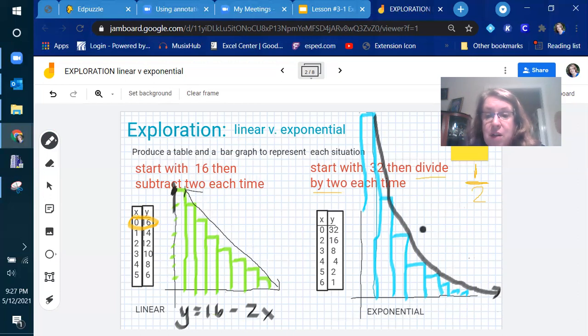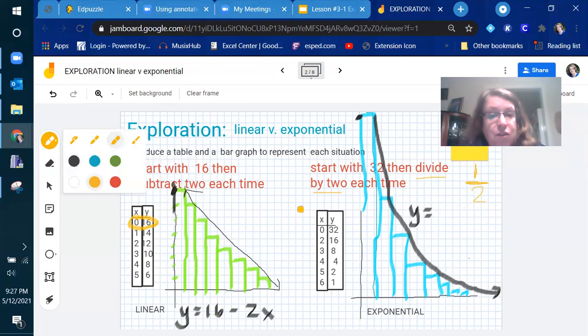Now to do this exponential, we'll say y equals, and we're going to put our starting number. And again, if you're on a graph, you can look at the starting number, and I guesstimated this one, so we'll just call that 32. And if you're in the table, you look for the 0 where the x is. That's the starting number. So this one starts at 32.